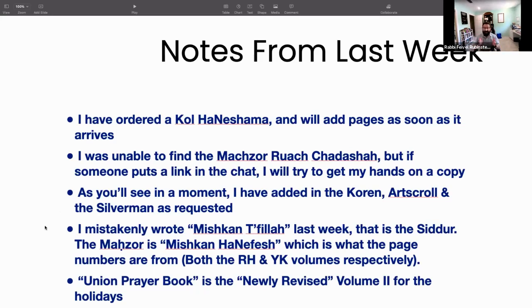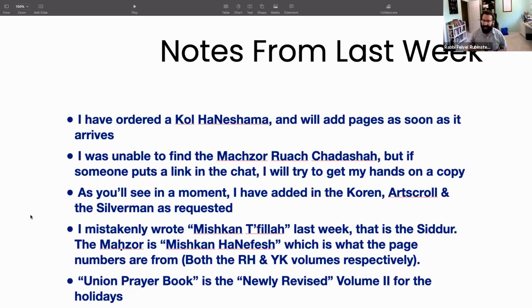Now, I also mistakenly wrote last time Mishkan Tfilah for the Reform mahzor. That's their siddur. The mahzor is called Mishkan HaNefesh, and I did edit that. So on the sheet now, it does say Mishkan HaNefesh, but even on the source sheet from last week, the page numbers corresponded to Mishkan HaNefesh, not Mishkan Tfilah. So that was actually the Reform mahzor there.